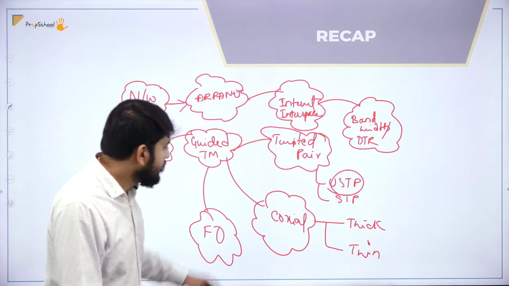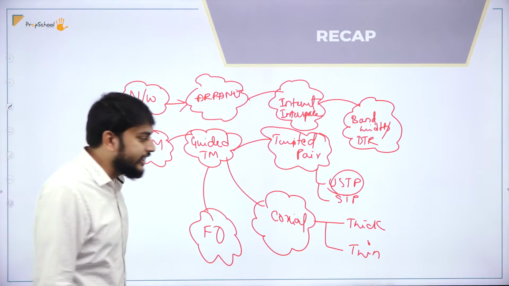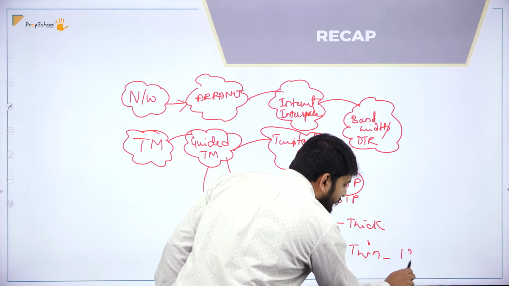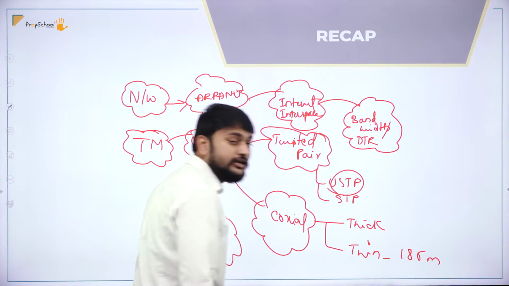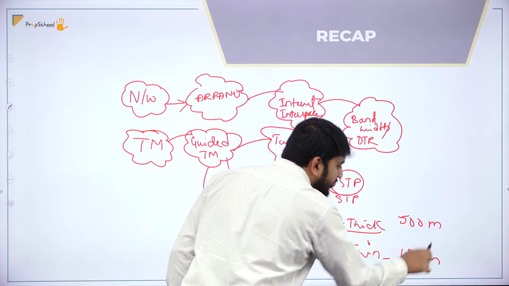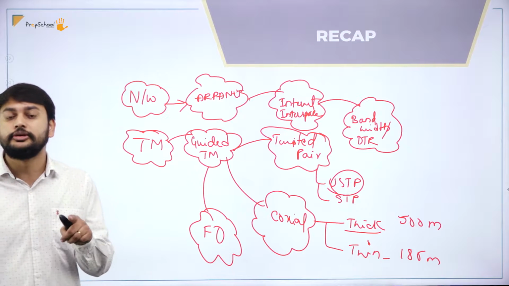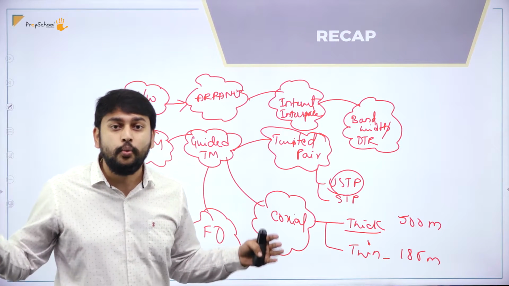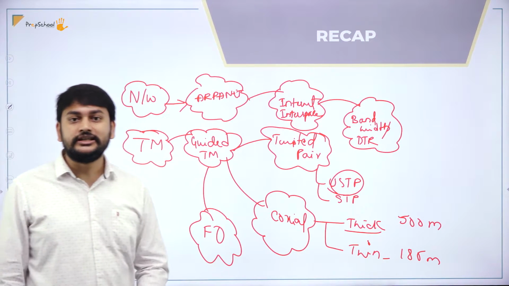When it comes to thin net, you will be able to transmit up to 185 meters. When it comes to thick net, you will be able to transmit up to 500 meters. That is what you need to remember. That's a very important point when it comes to coaxial cable.